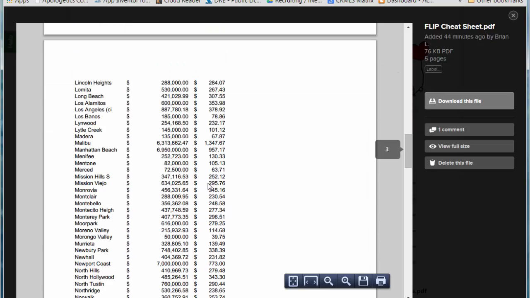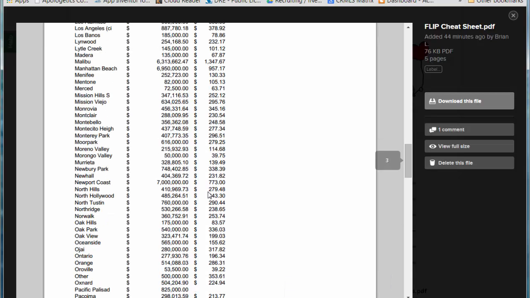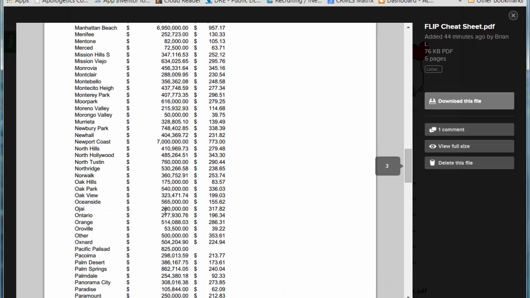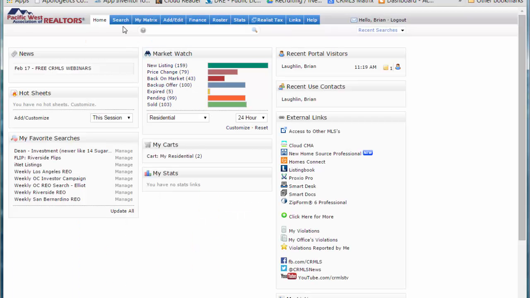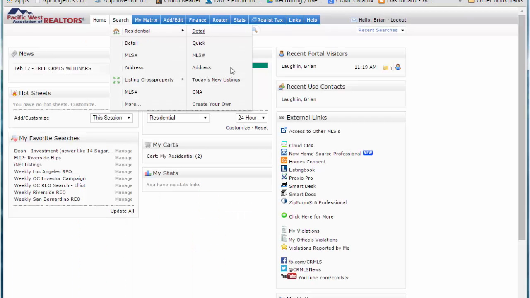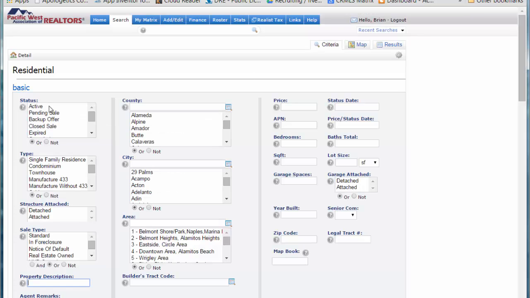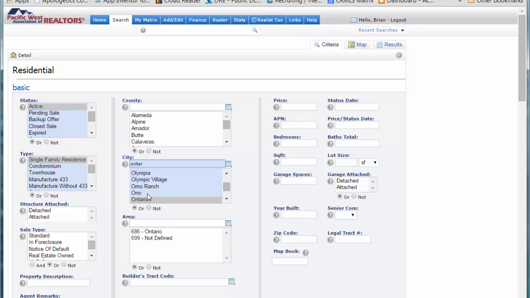And so let's see, I'll go for, I don't know, let me look for, how about Ontario? So I'm going to look for Ontario, and this is the property I'm going to be searching for. So there's my cheat sheet, and that's what I'm going to shoot for. So I'm going to go right into the MLS, residential detail search, and I'm going to go ahead, active, single family, and the city is Ontario. And now I have Ontario.